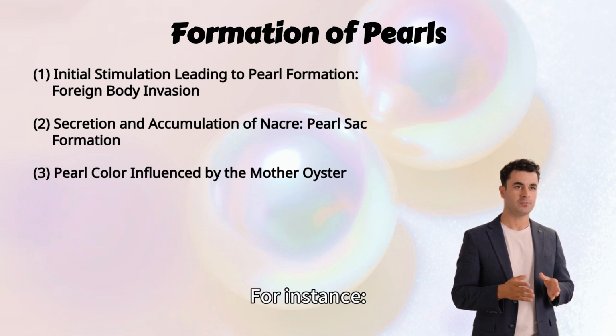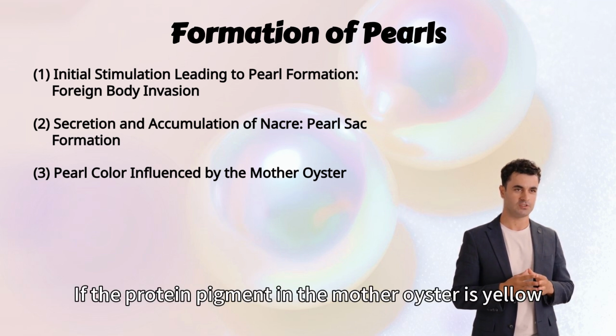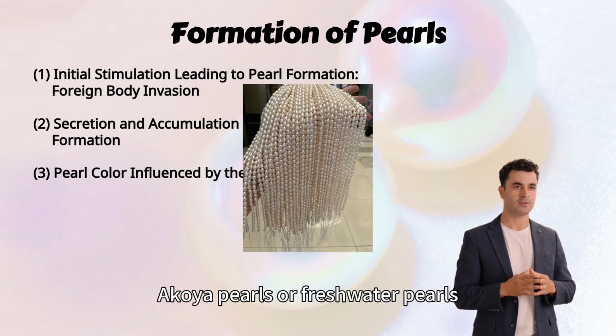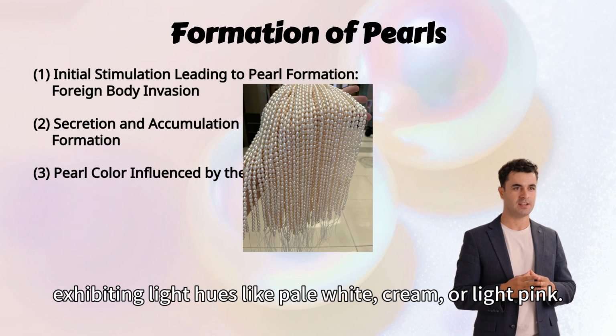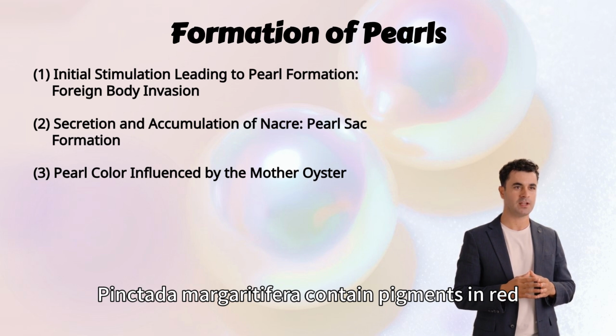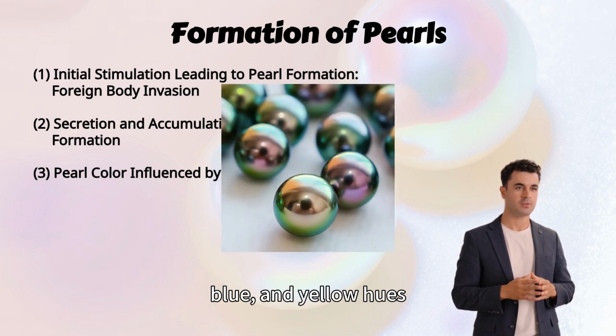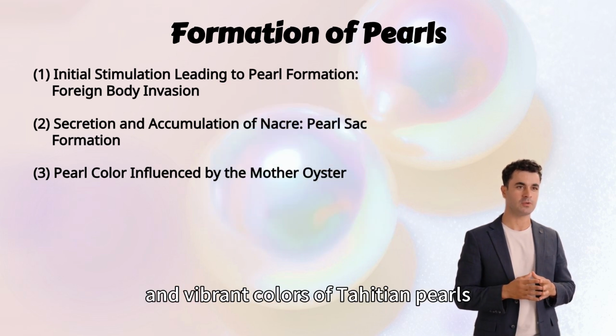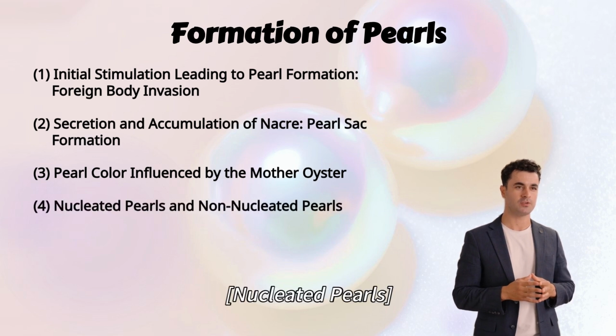For instance, if the protein pigment in the mother oyster is yellow, the pearls produced will be similar to Akoya pearls or freshwater pearls, exhibiting light hues like pale white, cream, or light pink. Pinctada margaritifera contain pigments in red, blue, and yellow hues, which enable them to produce the rich and vibrant colors of Tahitian pearls.